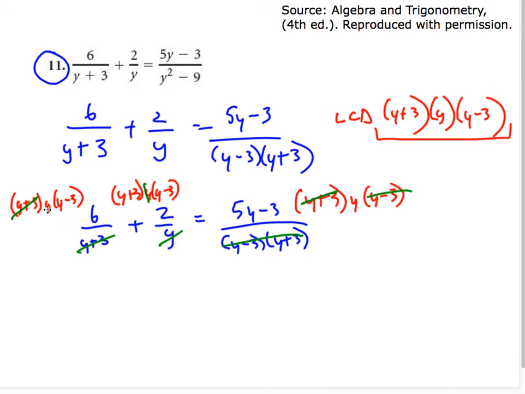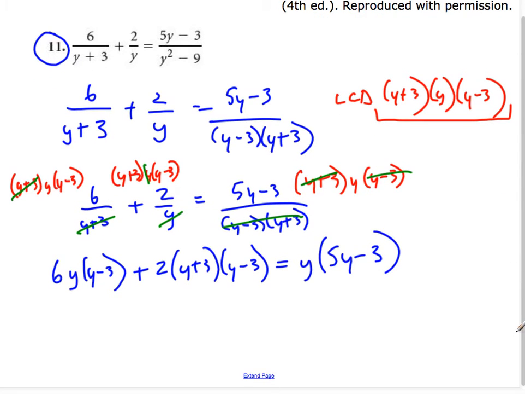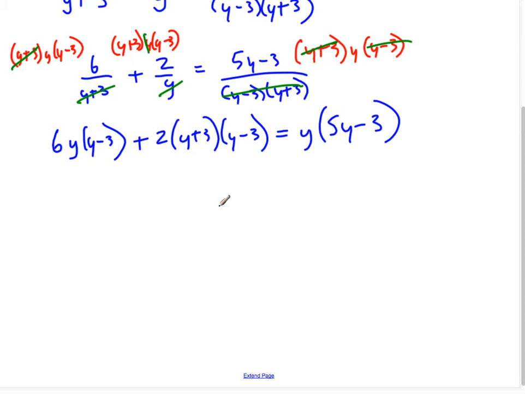So now in the first term I have y times y minus 3 times 6. Maybe we'll put just these monomials together, so it'll be 6 times y minus 3. The next one will be plus 2 times both of those, so (y plus 3)(y minus 3). And the last one will just be y times 5y minus 3. Now I've got an equation without fractions. Now let's FOIL everything together and then collect like terms and see where we're at.